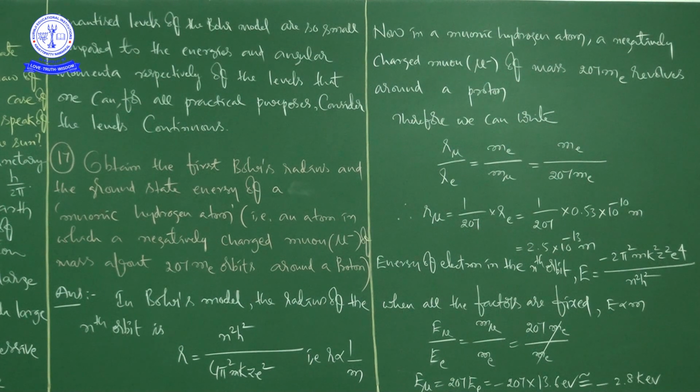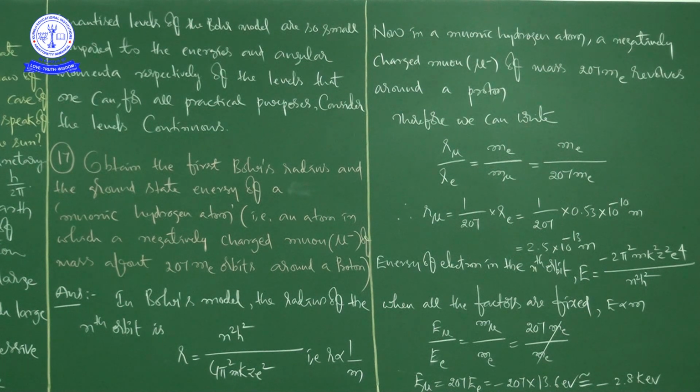So when we take this expression, you can write r_μ / r_e = m_e / m_μ, and the mass of the muon is 207 times the mass of the electron, so m_e / (207 m_e), and these two get cancelled. Finally, r_μ is equal to... There is nothing from the physics point of view here; it is a purely mathematical thing. The physics concept is only that r is inversely proportional to mass, and from there we continue.